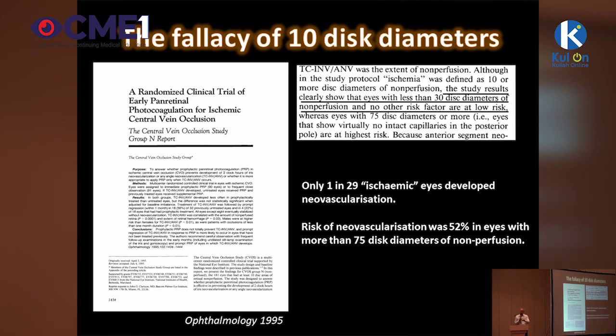But if you actually go back to this landmark study, if you had 30 disc diameters of non-perfusion or less, your risk of developing retinal neovascularization is very low. So that's very important to remember. However, if you had more than 75 disc diameters of non-perfusion, then your risk of developing retinal neovascularization was more than 50%. So those patients needed treatment of some sort, and some of them ended up having vitrectomy surgery as well.